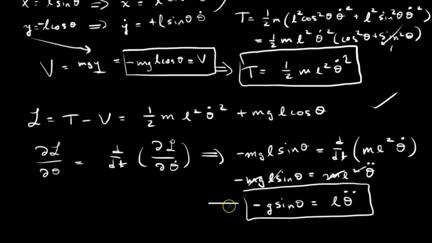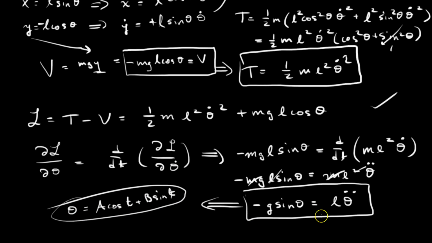Plug it into your computer, and you will get the answer that theta is equal to A cosine omega t plus B sine omega t, where omega is just... wait, what is it? Oh, no omegas, sorry. Cosine t plus B sine t. Yeah, just plug this into your computer. I forgot what the answer is, but you're going to get an answer.